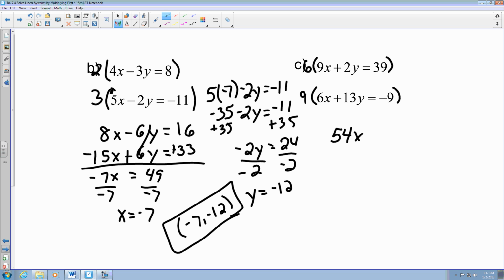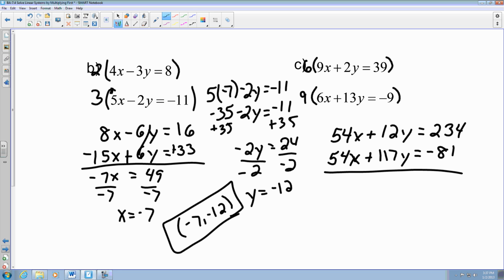54x plus 12y equals 234. And then the second equation would be 54x plus 117y equals negative 81. I looked at it, and the 54x are the same. That means we're going to subtract. So this becomes a negative, this becomes a negative, and this becomes a positive.